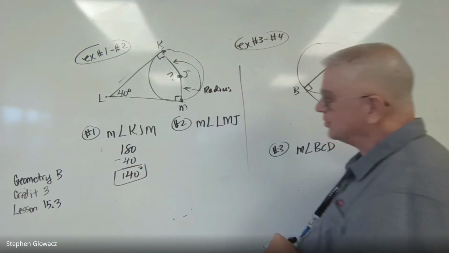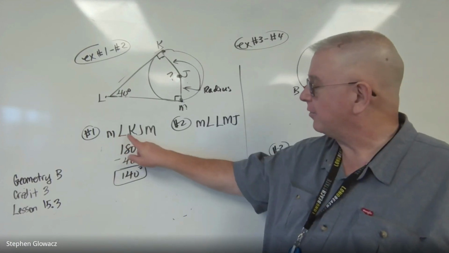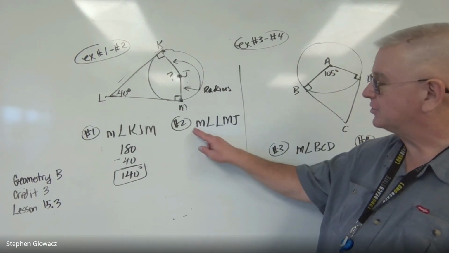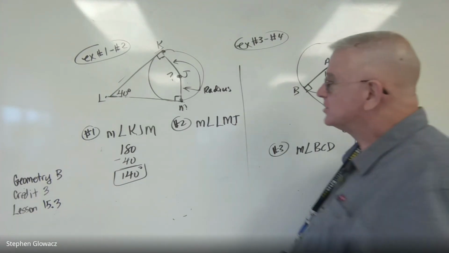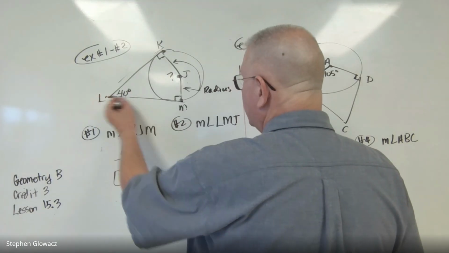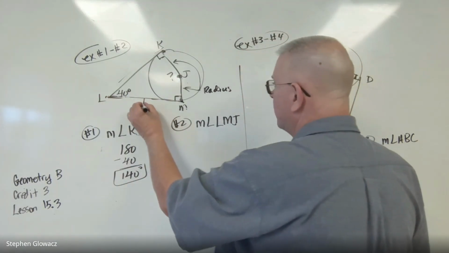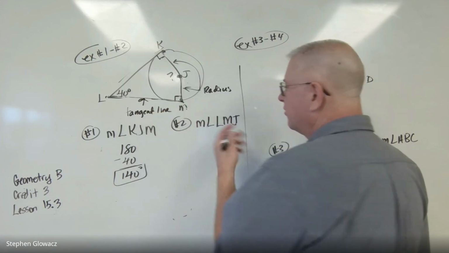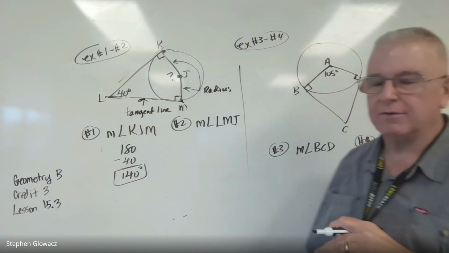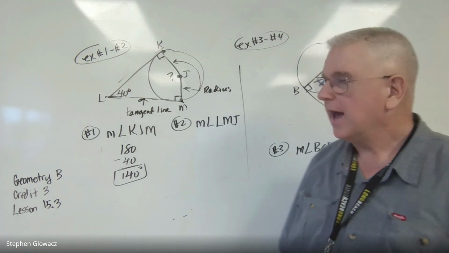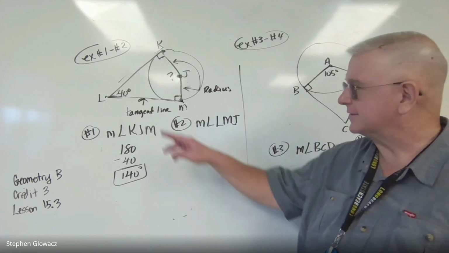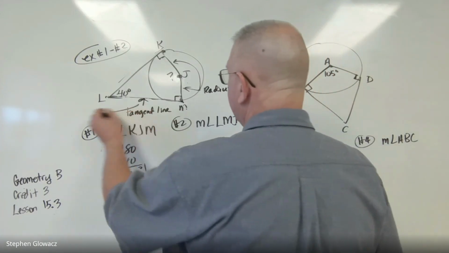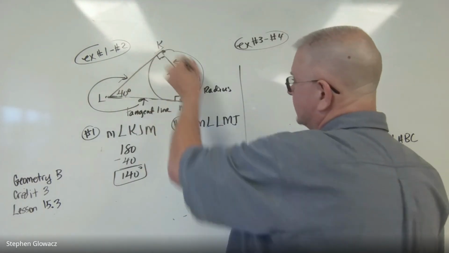And so the measure of angle KJM would be 140 degrees. Next, we have the measure of angle LMJ. So angle LMJ is this angle here that's formed by the tangent line. Now don't confuse that with in our previous credit we talked about sine, cosine, and tangent. Tangent line in this case means a line that's just touching the circle. And of course, this is also a tangent line as well over here because that's just touching the circle.